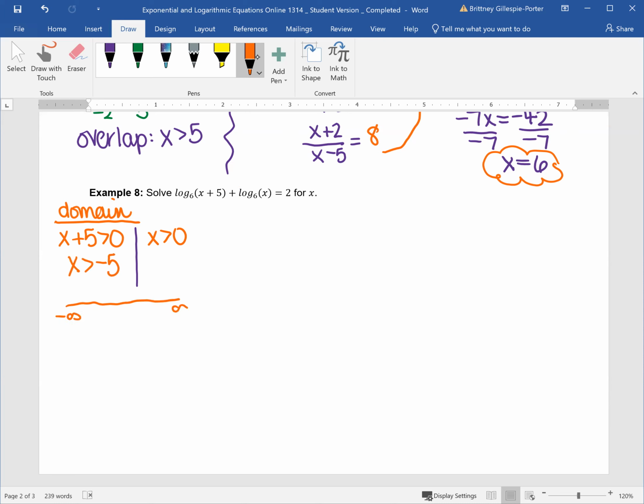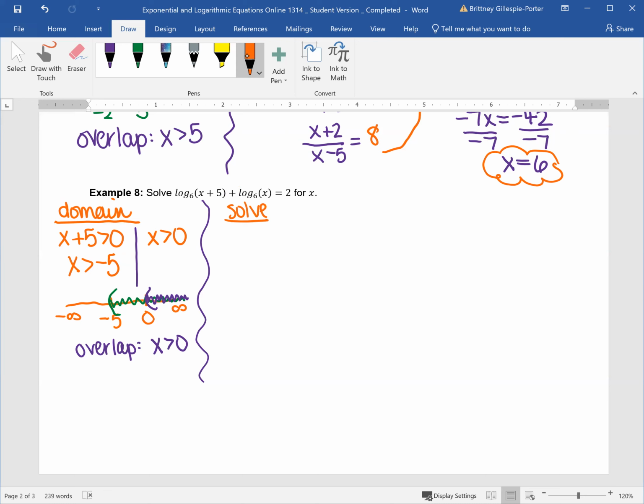If we set this up on the number line so we can see where they overlap, and if you can see this without doing the number line, awesome sauce. But I know that it does help a bunch of students to have a visual. So -5 is shading on up to infinity, 0 also shading on up to infinity, and we overlap starting at 0. So x has to be greater than 0. Any answers that are not greater than 0, we'll have to throw out, if there are any. Now that we have done the domain work, let's solve it.